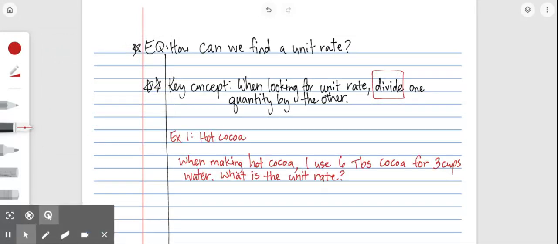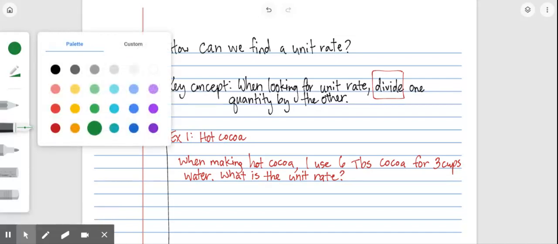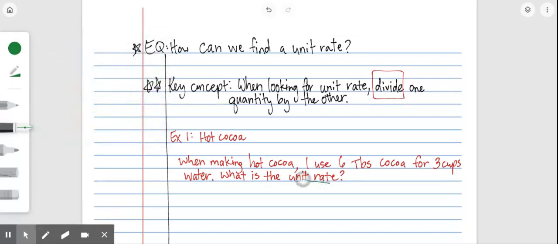All right, so my problem is about hot cocoa. So when I'm making hot cocoa, I use 6 tablespoons of cocoa for every 3 cups of water. What is the unit rate? Okay, so I use 6 tablespoons for 3 cups of water. So the unit rate is asking me, what if I only want to use 1 cup of water? How many tablespoons of cocoa?